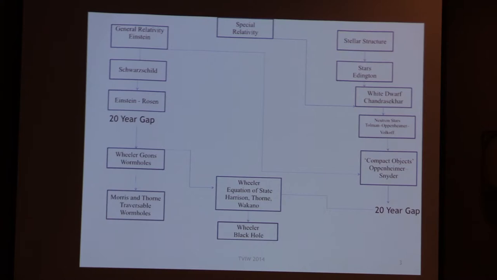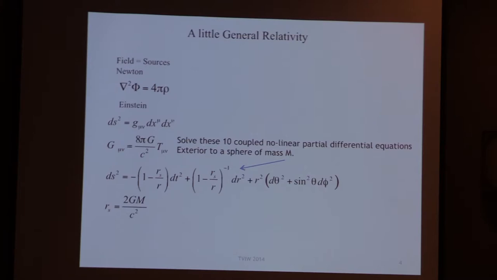Next slide. I'm going to put in a little math. What you do in general relativity, what you do in field theory, even classical field theory, is you have the field on one side and you have the sources on the other. Usually you specify the sources here, and you solve for the fields.